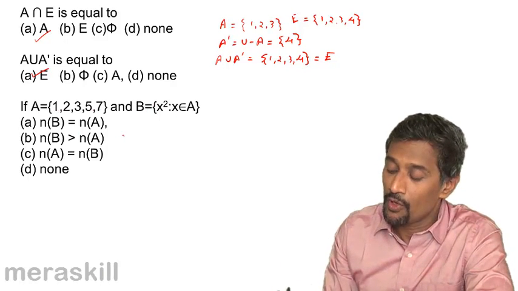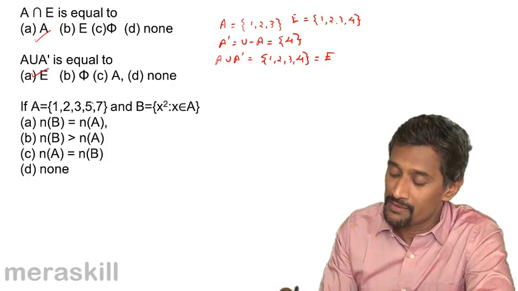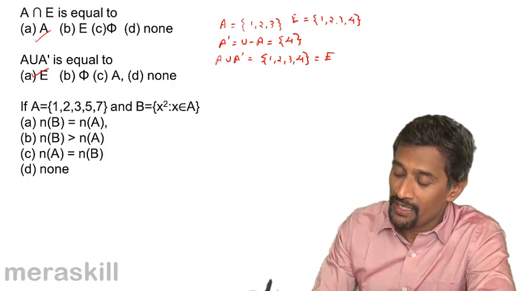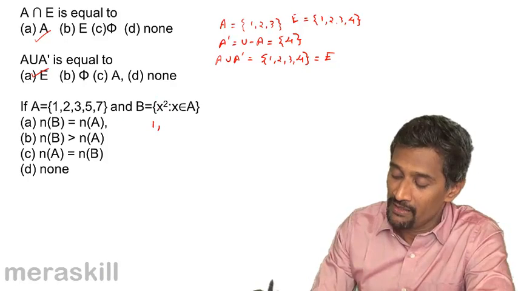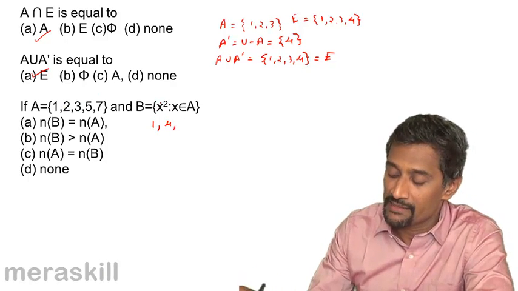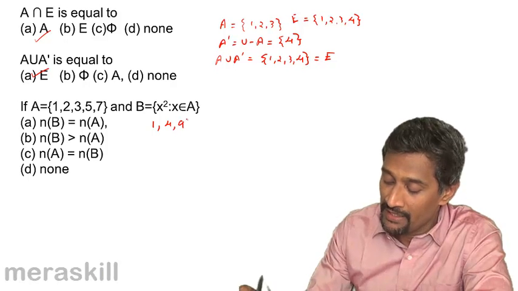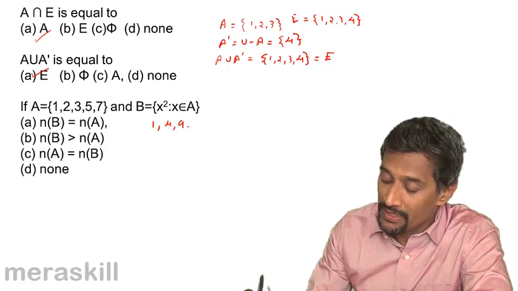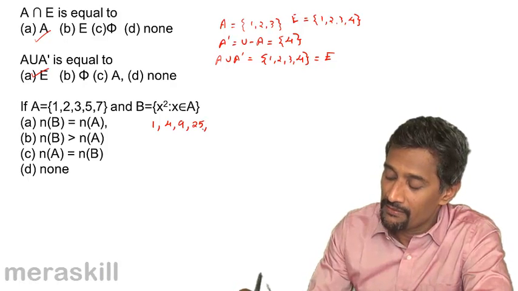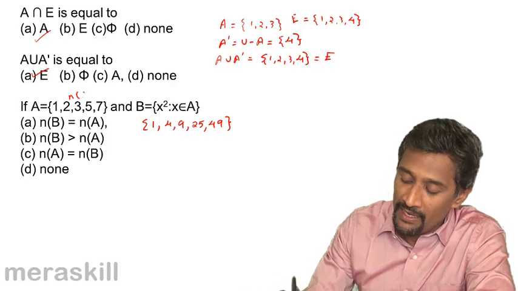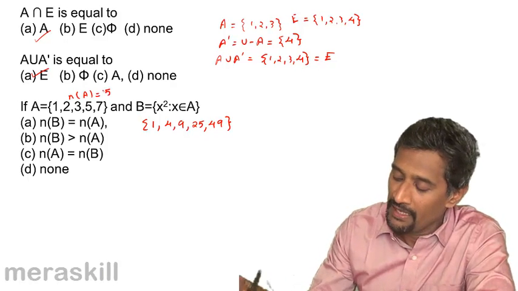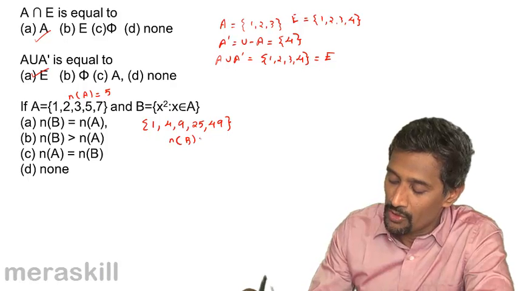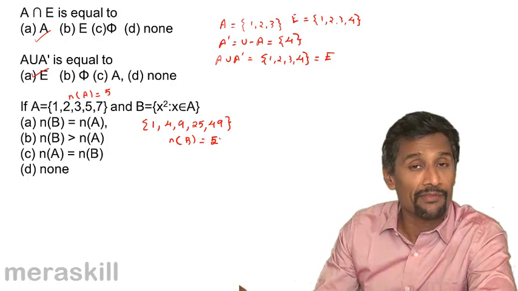Then you have A is {1, 2, 3, 5, 7}. B is the set of all x squares. So when x is 1, x square will be 1. When x is 2, x square will be 4. When x is 3, x square is going to be 9. When x is 5, x square is going to be 25. When x is 7, 49. So in this case, n of A is 5 and n of B is also 5.